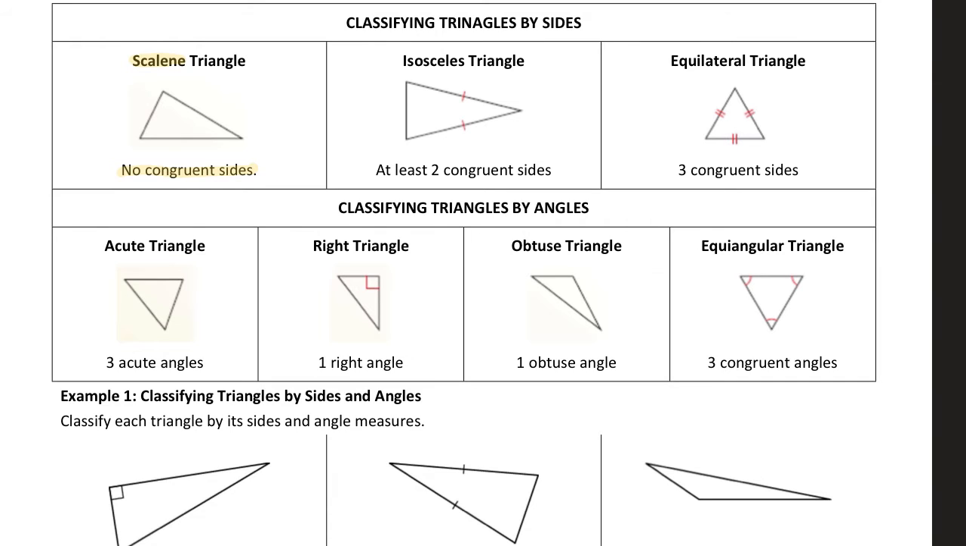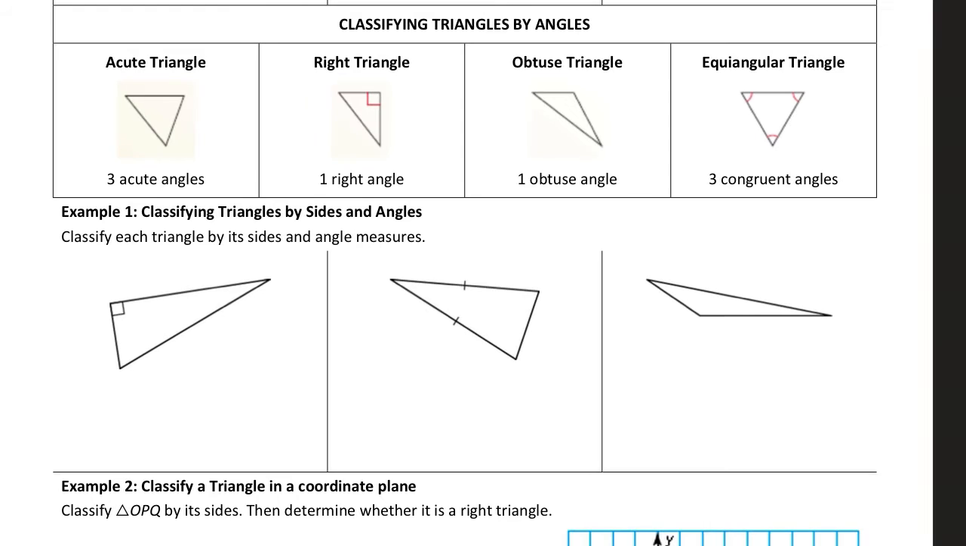An isosceles triangle is a triangle that has at least two congruent sides, okay? So two congruent sides means it's isosceles. And then an equilateral triangle is a triangle with three congruent sides. So all three sides would be congruent. So the idea is an equilateral triangle is actually an isosceles triangle, but it's a little more specific. So equilateral is three congruent sides, isosceles is two or more congruent sides.